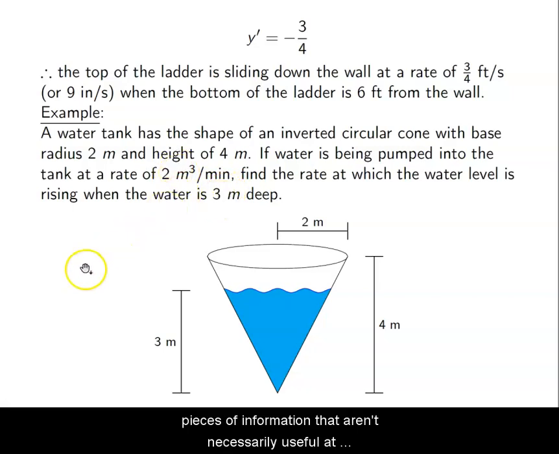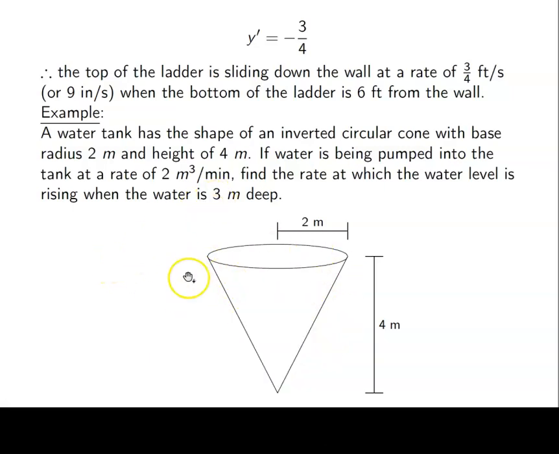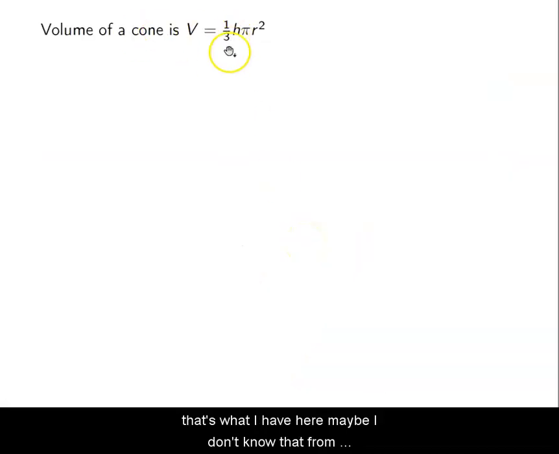So I have 3 other pieces of information that aren't necessarily useful at the moment while I'm labeling things here. For instance, this 3 is not super helpful yet, but I would write that stuff on the side. Okay, so if I want to find the volume of a cone, as you just saw, that's what I have here. Maybe I don't know that from the top of my head.